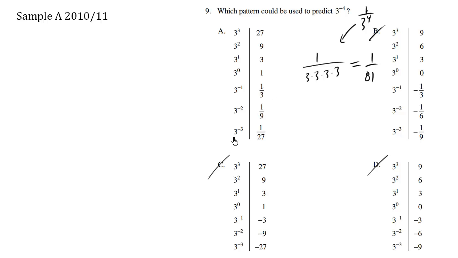And then we have 3 to the negative 1, which is the same thing as 1 over 3 to the 1, which is 1/3. And when we have choice C, 3 to the exponent 1 is the same thing as 1 over 3 to the 1, which is supposed to be 1/3. We have negative 3 here. Choice C is clearly incorrect. So the only plausible choice is choice A.